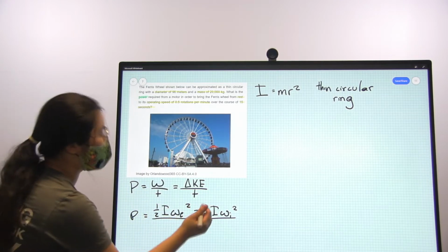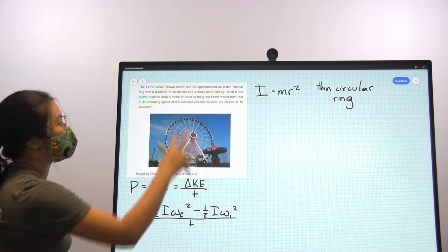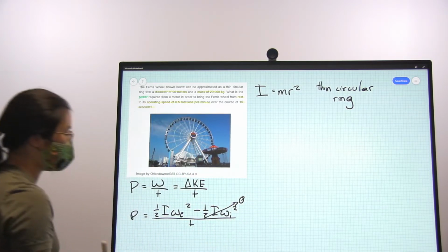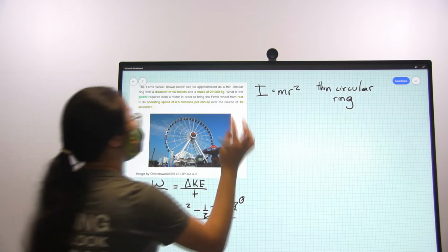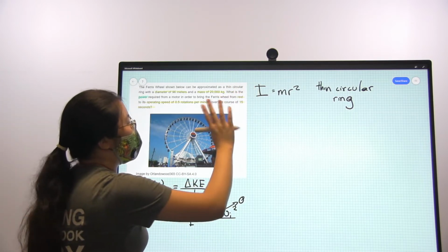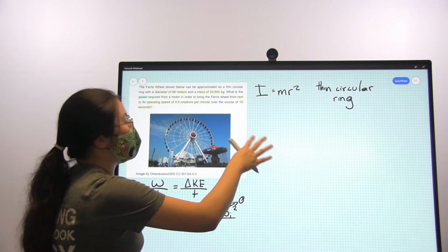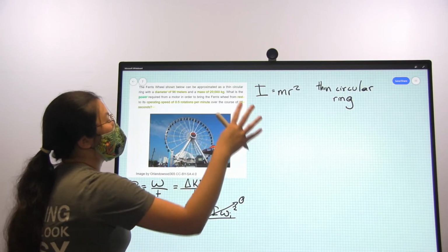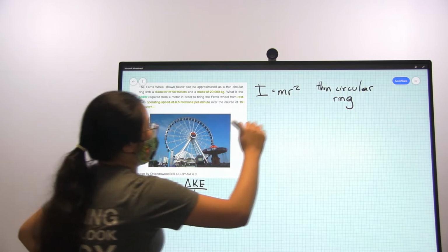But we can see that there's actually no initial speed because the Ferris wheel is coming from rest. So this is 0. Now to find I and omega final, we can come over here. For I, the inertia of the Ferris wheel, we can assume that the Ferris wheel is a thin circular ring, and so I is equal to m r squared in that case.